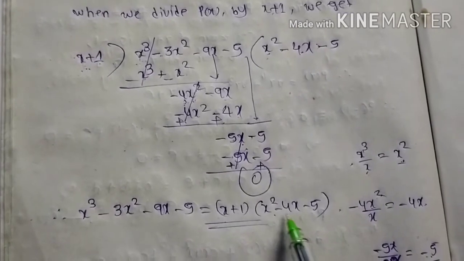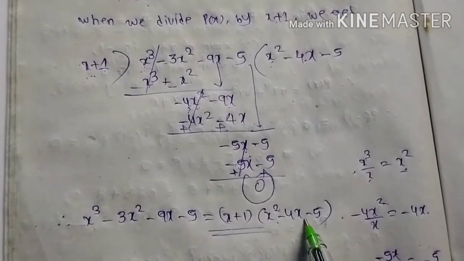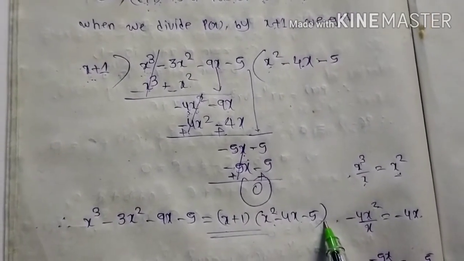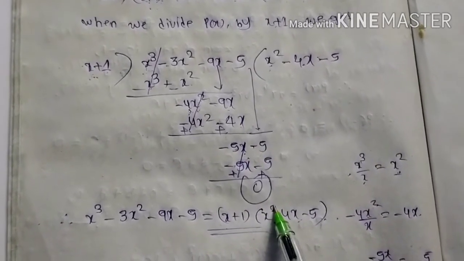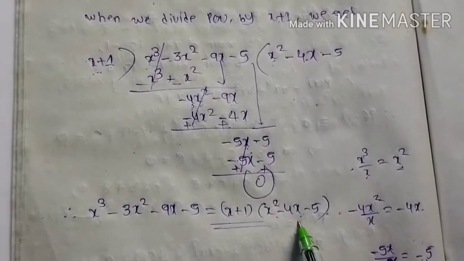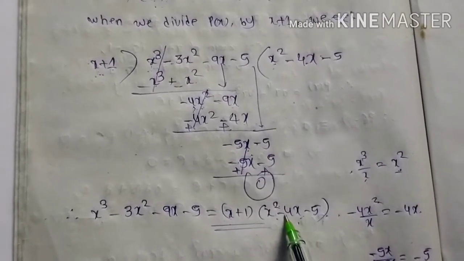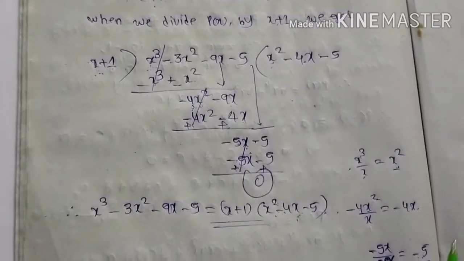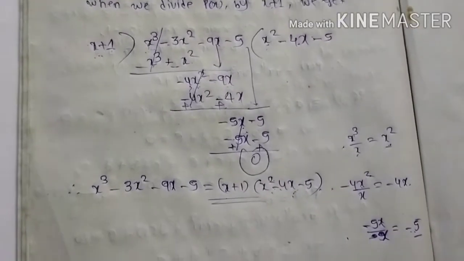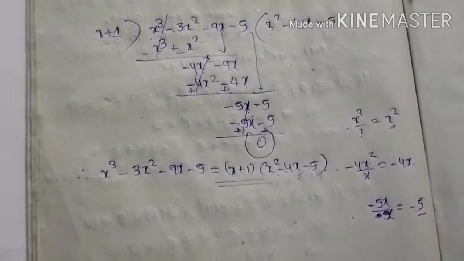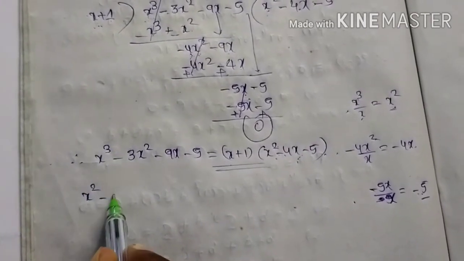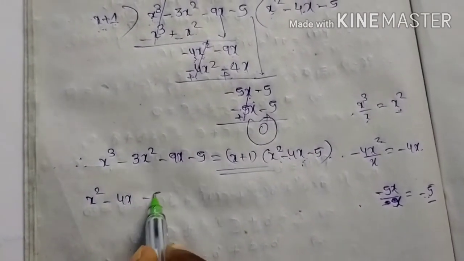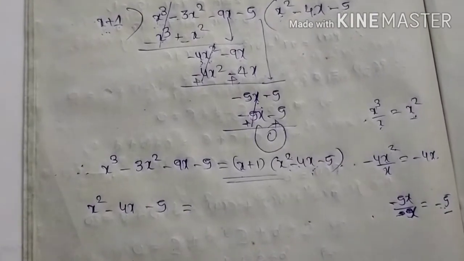So once you can observe here x square minus 4x minus 5. What is the degree of this polynomial? 2. The degree of the polynomial is 2. Can you say this is a quadratic equation or not? Yes. How can you find the quadratic equation's factors? Just you can see in detail, x square minus 4x minus 5 is equal to.